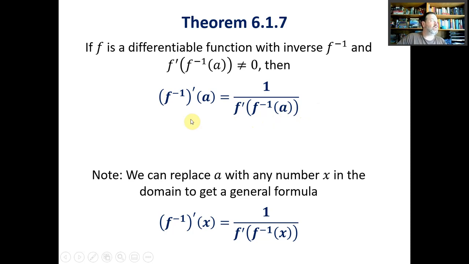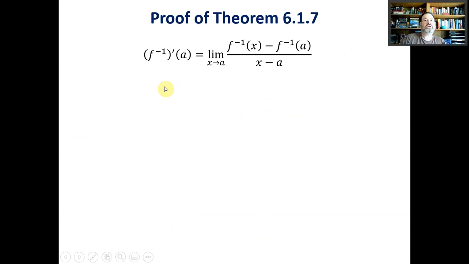Because here's the thing, we can find this without finding f inverse as a function. We just have to be able to evaluate it at a single point. And we'll see how to do that when we do the example. This is a general formula. Everything you have to do on a homework or a test will look like this. A is allowed to be any number in the domain, but to do the proof, we need this version. So let's do the proof.